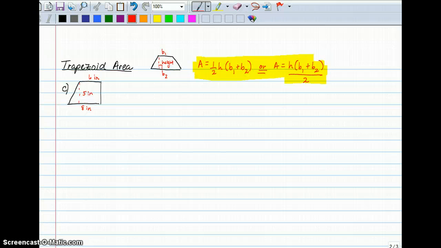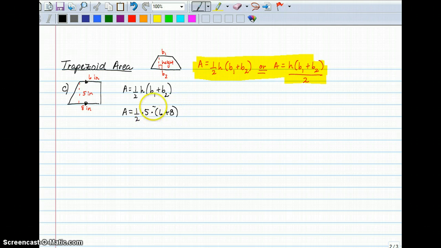Okay, this is a trapezoid because you only have one pair of parallel sides, and that's these. And so you're going to go ahead and write the formula, A equals, and I'm going to do it two different ways. 1/2 the height times B sub 1 plus B sub 2. And so you're going to go area equals, you're going to have 1/2 the height of 5, so 1/2 times 5 times, and B sub 1 is 6, and B sub 2 is 8.